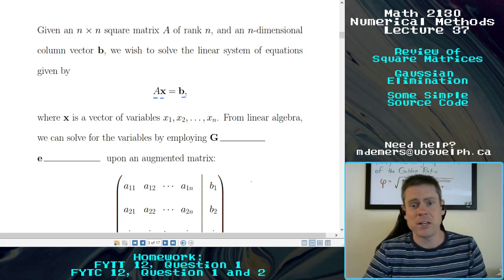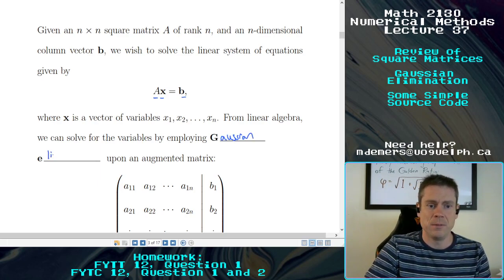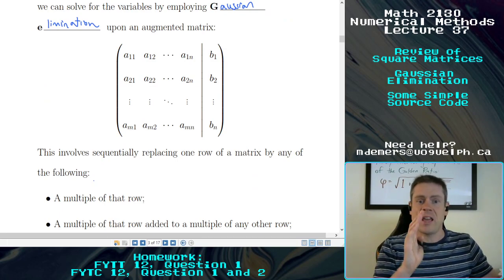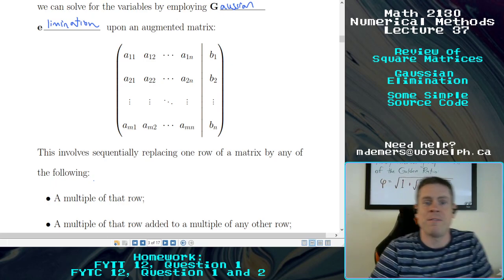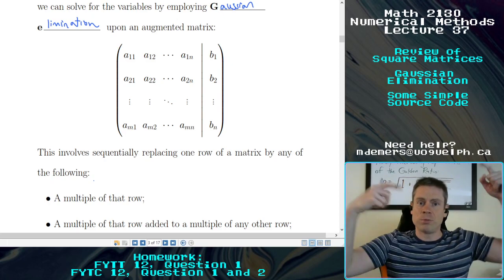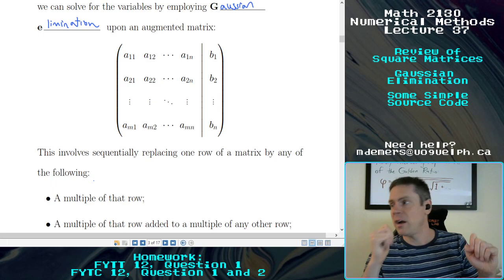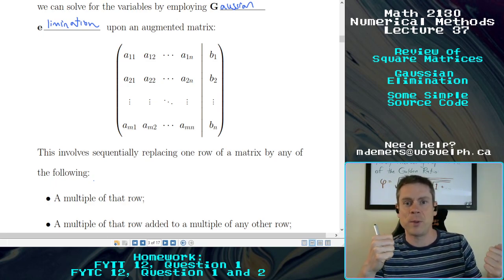And you can, from linear algebra, solve for the variables by employing Gaussian elimination upon an augmented matrix, where you take the matrix A and you represent that vector of values on the right side of the equation, the items in B, and you row reduce this down, which is really just the same thing as using elimination as back when you first learned systems of equations, right?